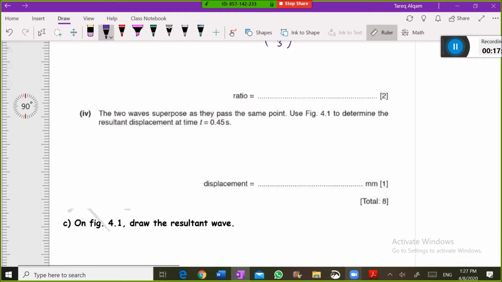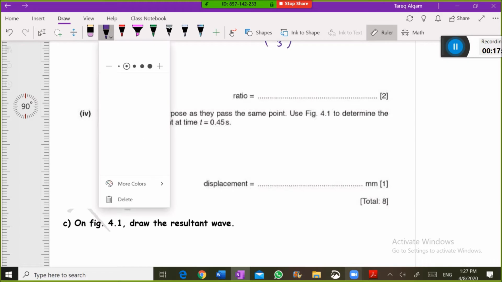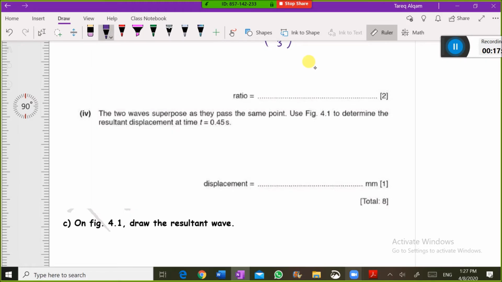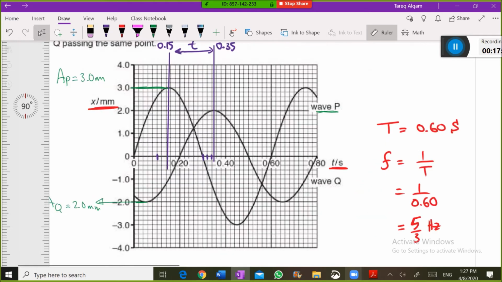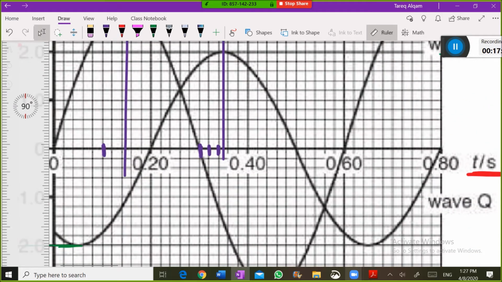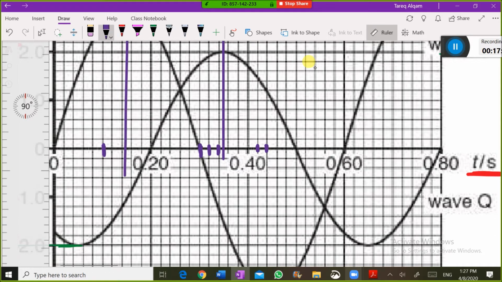Now the two waves superpose, right? The two waves as they pass the same point. Use figure 4.1 to determine the resultant displacement at 0.45. Resultant what? Displacement. From the graph, where is 0.45? Look here, guys. 0.42, 0.44. This is 0.45. This is the displacement.